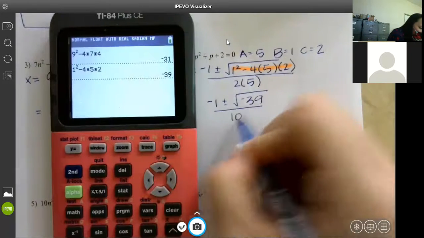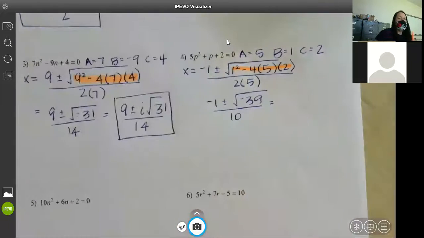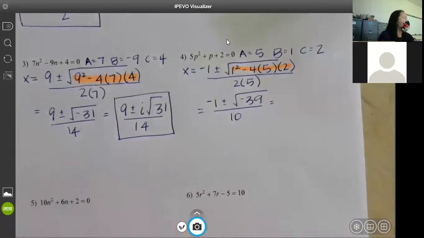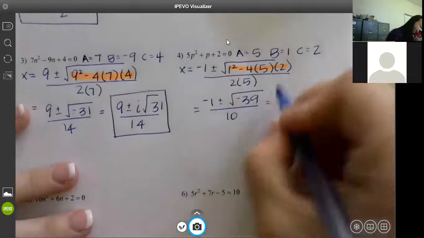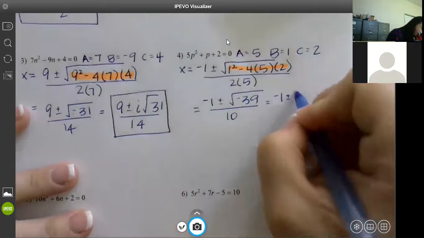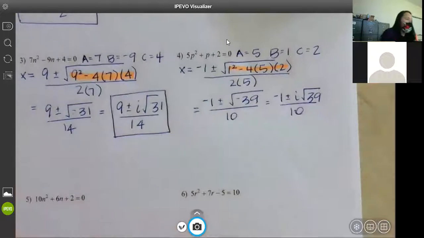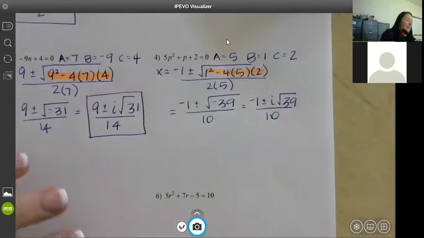And 2 times 5 is 10. Now, what we know is that 39 will break down, but I want to do it a step at a time. Let's go ahead and take out our I and make it a positive 39 over 10. Okay, so we already knew how to do that. The only other thing we need to do is break down that 39.